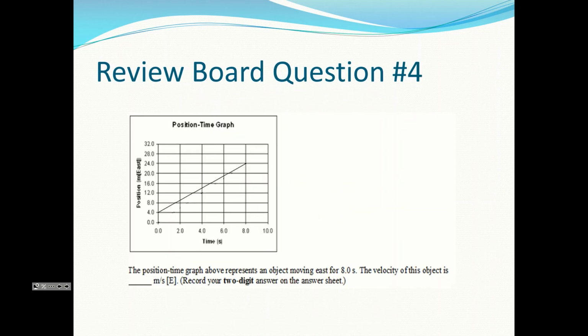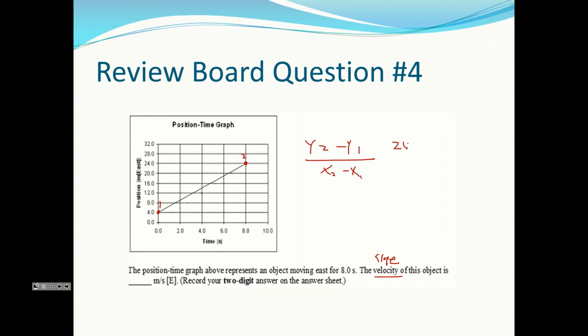And then number 4, for the position time graph, an object moves east for 8 seconds, the velocity. So for a position time graph, if we want to find velocity, we have to find slope. If you try any other way, you'll get the wrong answer. So this is 2, this is 1, just use a whole line. I'll always make those lines really easy to estimate. So we go y2 minus y1 over x2 minus x1.